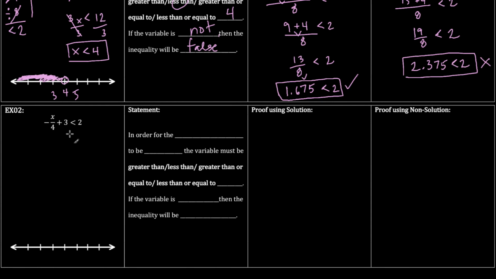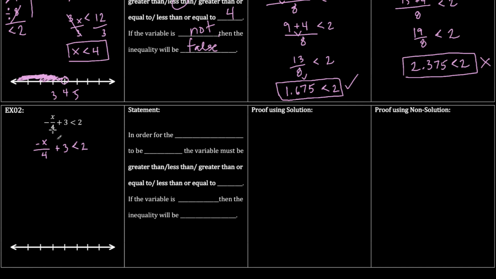If you ever see anything like this, I'm just going to rewrite it. See how the negative is on the side? I'm just going to bring it up: negative x over 4 plus 3 is less than 2. Don't make the x negative and the 4 negative. You can't do that, because a negative over a negative would be a positive. Only one of them can be negative. I made the x negative.